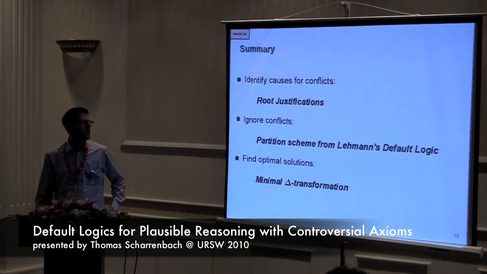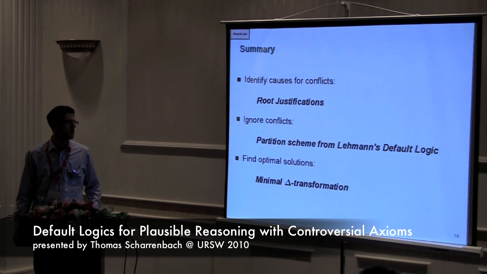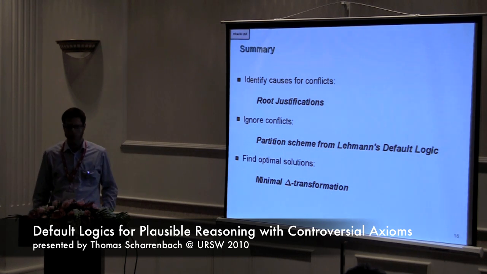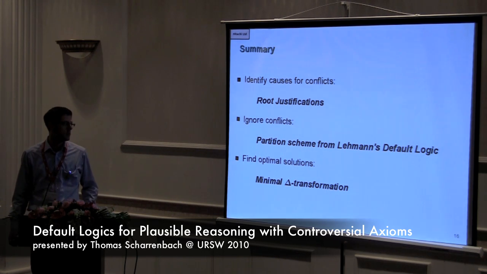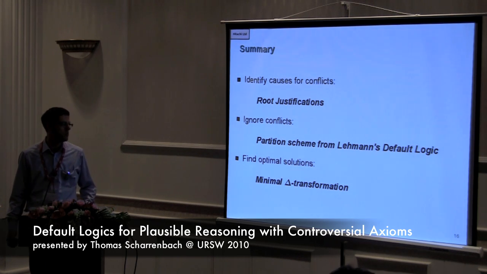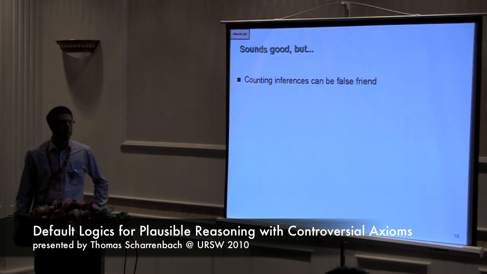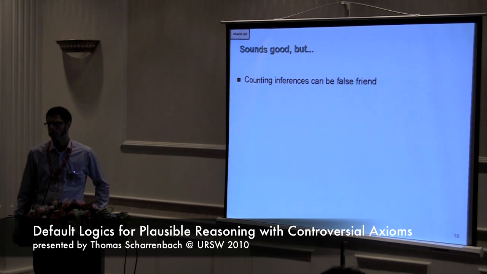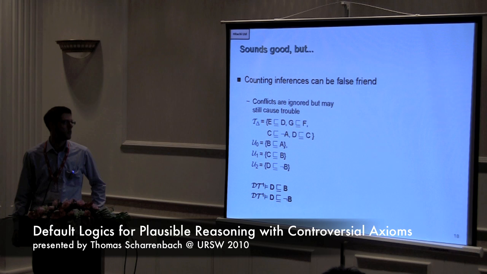So to sum up, we identify the causes for conflicts in the first step by computing the so-called root justifications. We ignore conflicts by the partitioning scheme for Lehmann's default logics, and we find optimal solutions by applying this minimal transformation schema. This sounds good so far, but counting inferences as the performance measure might be a false friend.